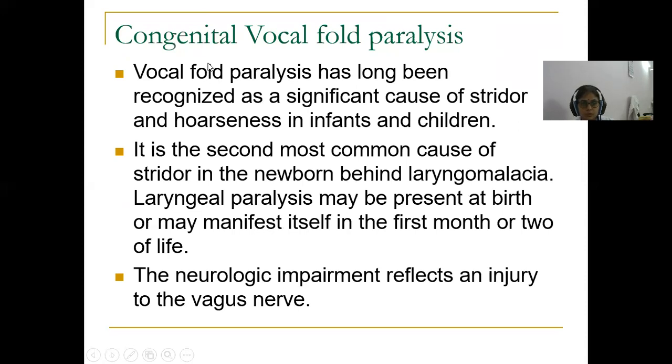So coming to the second most common congenital anomaly of the larynx, it's vocal fold paralysis. Vocal fold paralysis has long been recognized as a significant cause of stridor and hoarseness in infants and children. It's the second most common cause of stridor in the newborn behind laryngomalacia. Laryngeal paralysis may be present at birth or may manifest itself in the first month or 2 of life. The neurologic impairment reflects an injury to the vagus nerve.